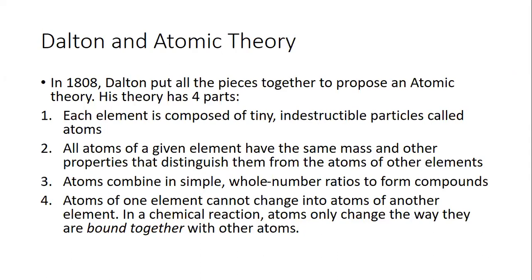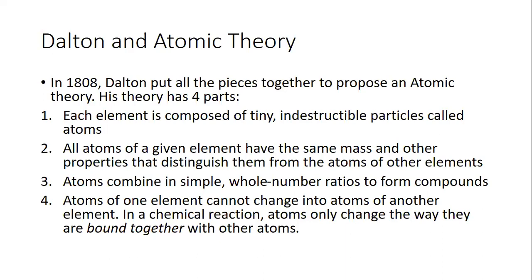One, each element is composed of tiny indestructible particles called atoms. That was the idea when it was first proposed 200 years ago. Two, all atoms of a given element have the same mass and other properties that distinguish them from atoms of other elements. As we move through this course, we'll see Dalton had most of it right, not everything. We'll see something called an isotope, where atoms of the same element actually weigh differently. Dalton couldn't know that in 1808, so he thought all atoms of the same element must weigh the same.